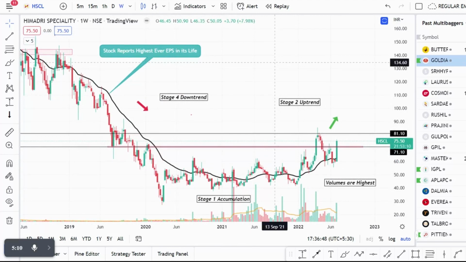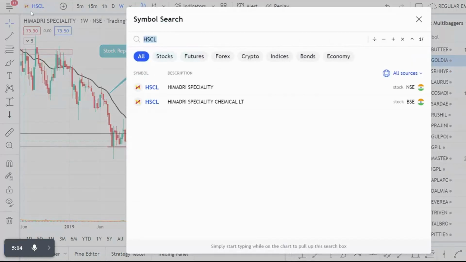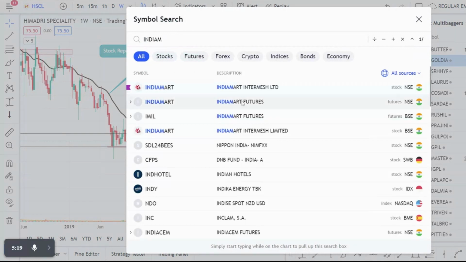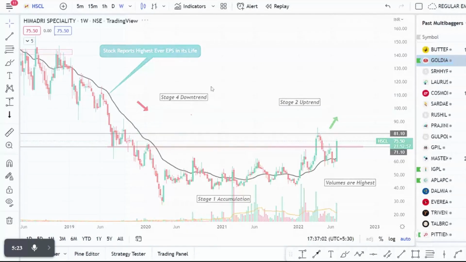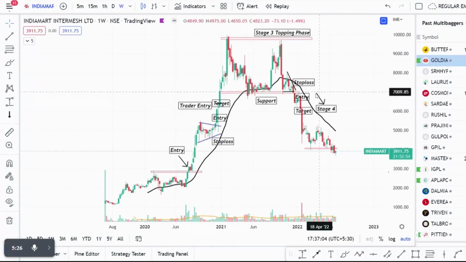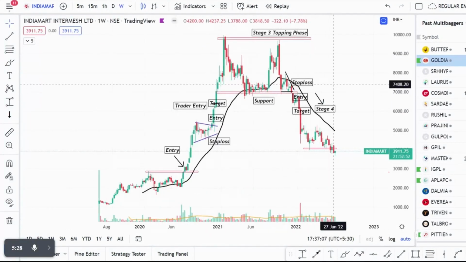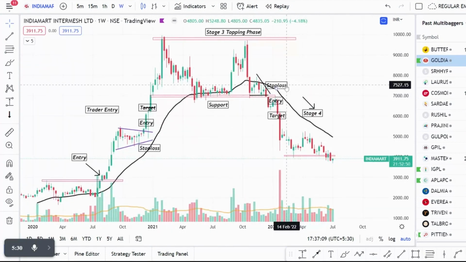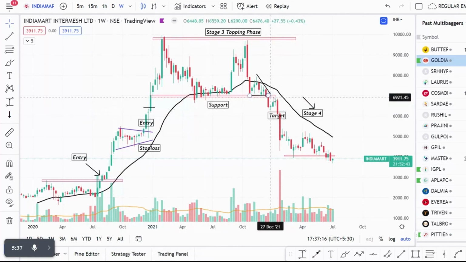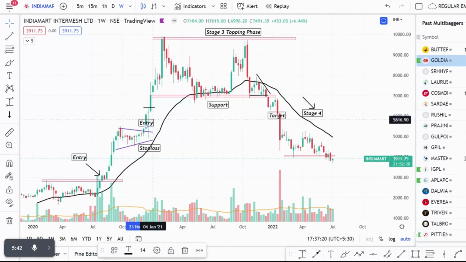So IndiaMART has been a growth stock for a very long period of time, and it has given huge returns to people, right? In this scenario, we see that IndiaMART has broken down from Stage 3 at this area, and after the breakdown, the stock has fallen around 50% or so, and around 70% from the highs. So exiting a stock is really important, and most people are lagging here.